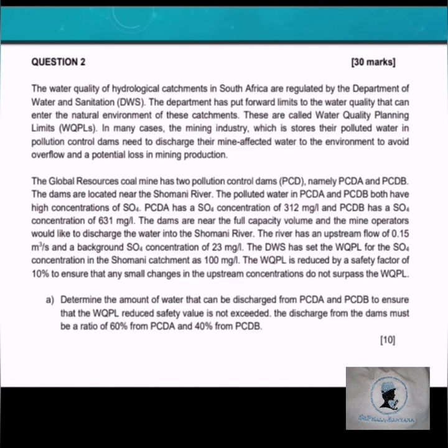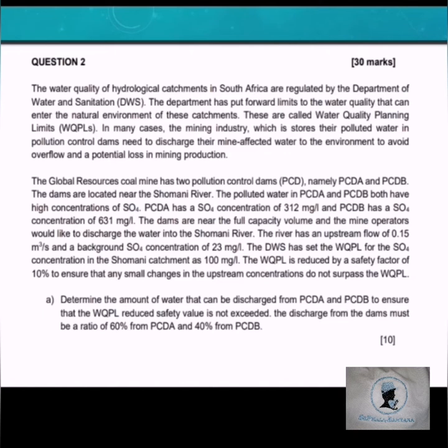In many cases, the mining industry, which stores their polluted water in pollution control dams, needs to discharge their mine affected water to the environment to avoid overflow and potential mining production loss. The Global Resource Coal Mine has two pollution control dams, namely Pollution Control Dam A and Pollution Control Dam B. I'm just gonna say DA and DB, meaning Dam A and Dam B. The dams are located near the Shumani River.